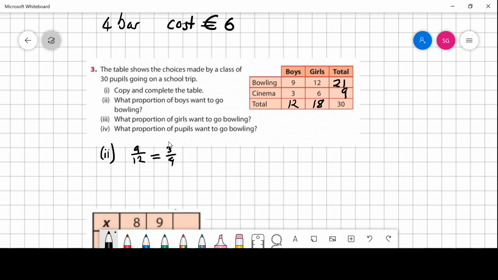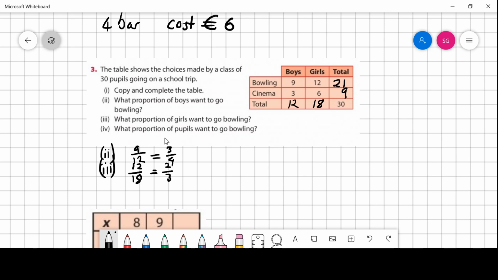So that's the proportion of the boys that wanted to go bowling. Notice I'm only giving a single value here because it's the proportion of boys that wanted to go bowling, not the proportion of boys to girls that wanted to go bowling, or a proportion of boys to the total of boys that wanted to go bowling. It's just the proportion of boys that wanted to go bowling. What proportion of girls wanted to go bowling? Well, let's look at a similar question here. Okay, so 12 out of 18 wanted to go bowling, so 12 over 18. And that should simplify out to 2/3.